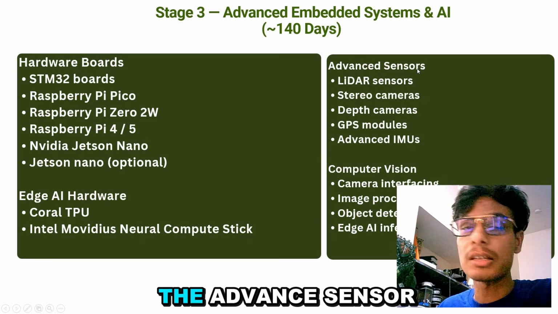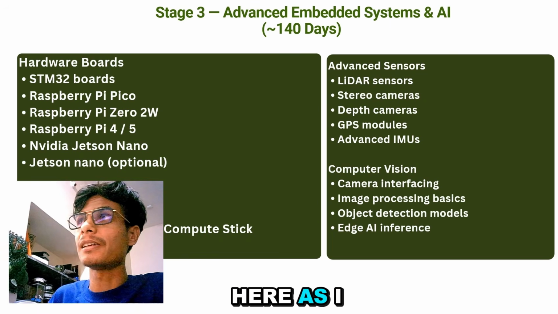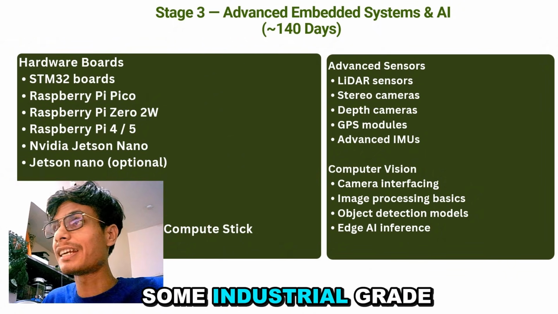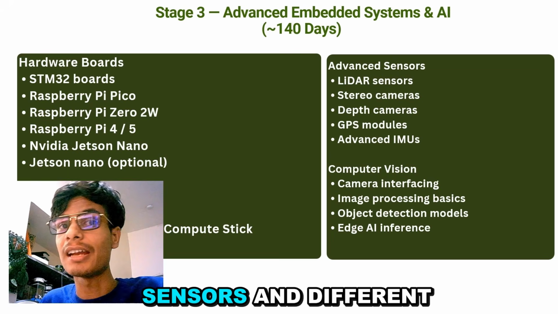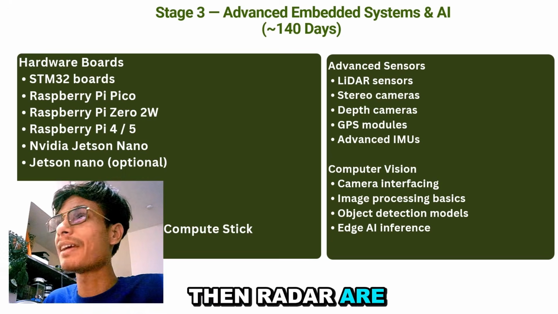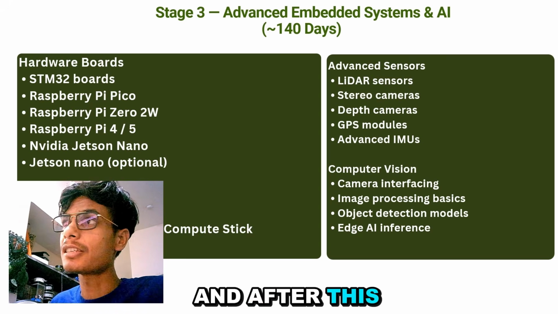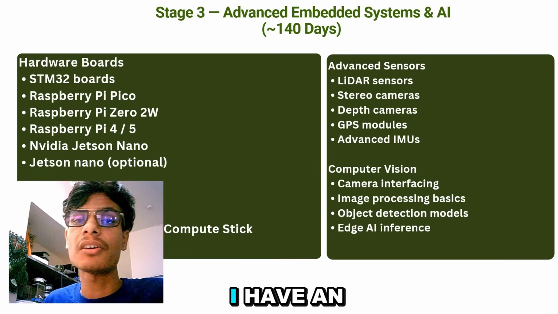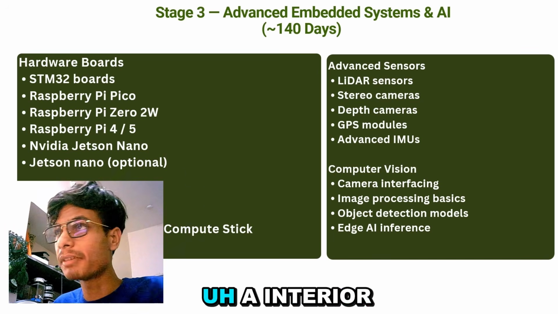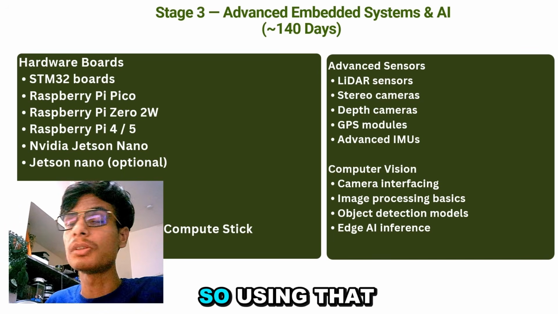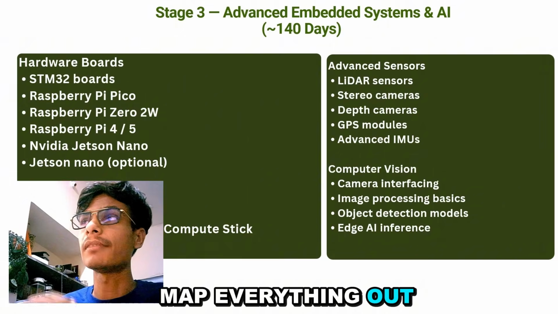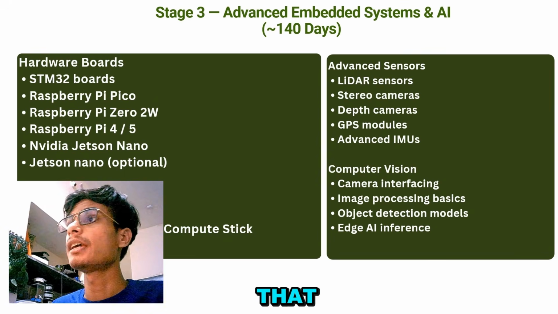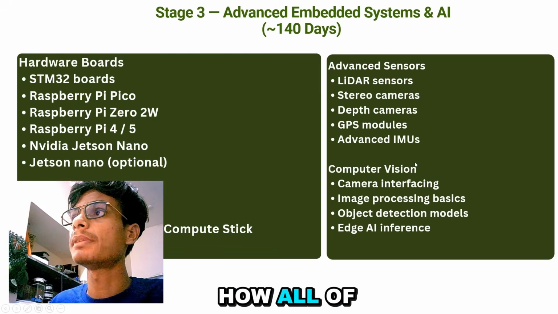After this, the next is the advanced sensors. As the name suggests, advanced sensors. When we are talking about industrial grade technologies, like industrial grade sensors and different devices, then LiDAR is a very important tool. And after this, the stereo cameras. Stereo cameras are called depth cameras. For example, I have an Intel RealSense depth camera. Using that, we can actually map everything out, and we can simulate everything in ROS or different frameworks like that. So you need to get an understanding of how all of these work.